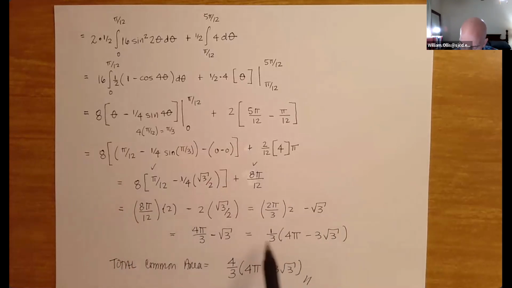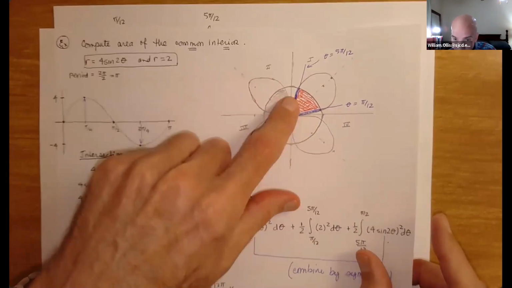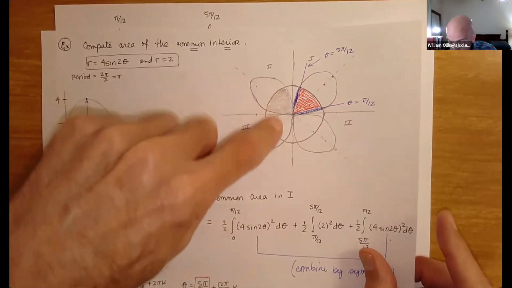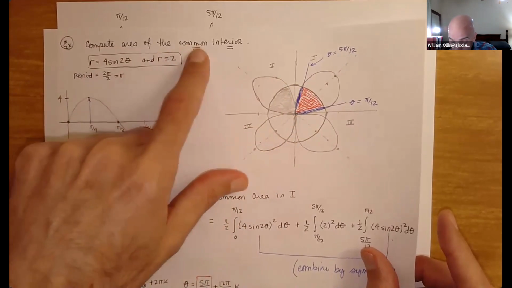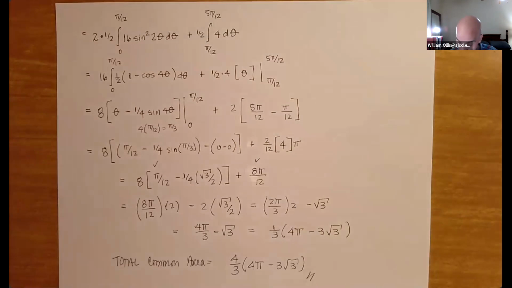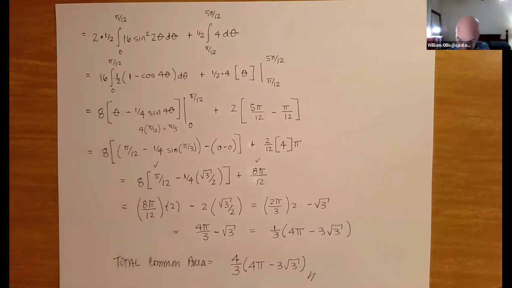And so now we see that 1/3 of the quantity 4 pi minus 3 root 3 is actually this area, the red plus the blue. And then we have the symmetry here. So to get the total enclosed area or common area, we hit that with a 4. And so there's our final answer.